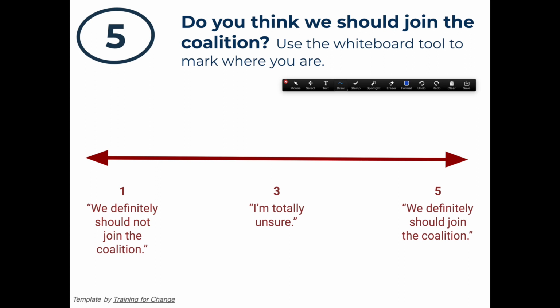A second option for this same method is to use the whiteboard or annotation feature that comes with a lot of web conferencing software. In this case, participants mark themselves with a scribble or a stamp. Different software has different options. For example, in Zoom, it could look like this, where people choose the stamp tool and mark where they are on the spectrum.